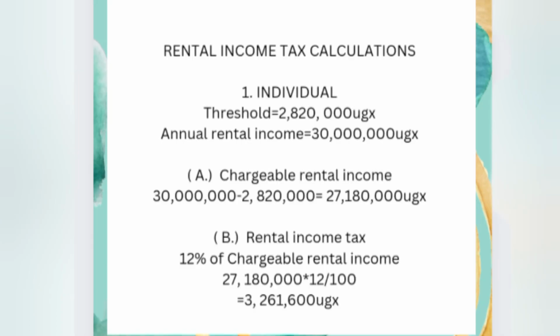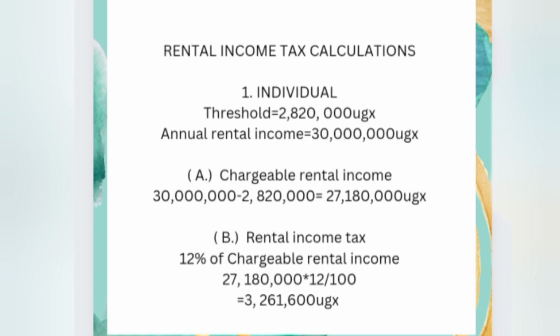So let's take this example and see how the individual rental income tax is calculated. Remember, our rental income tax is an annual total collection of all the rent you've got for a particular year. So for the individual calculation of the rental income tax, we'll begin with the threshold. Threshold is a constant amount. For an individual, it's always 2,820,000.